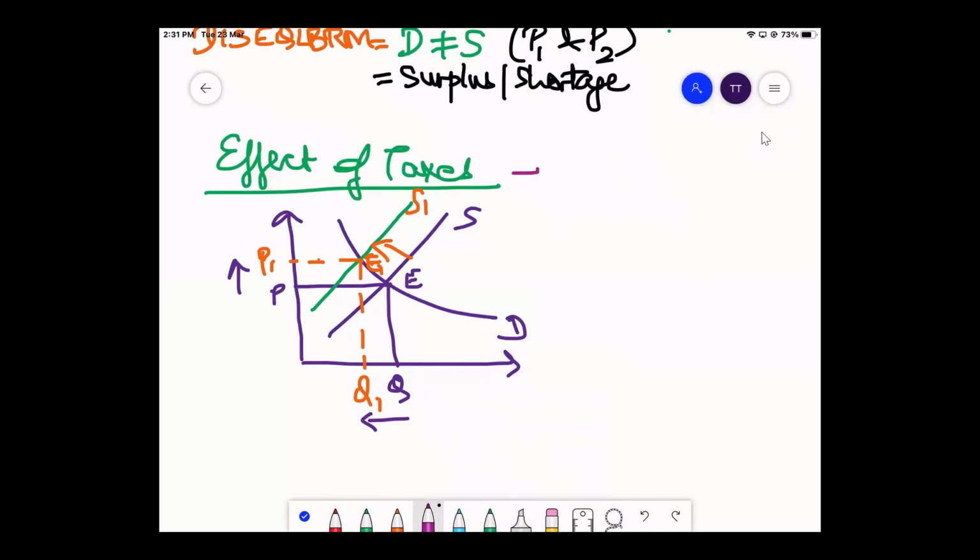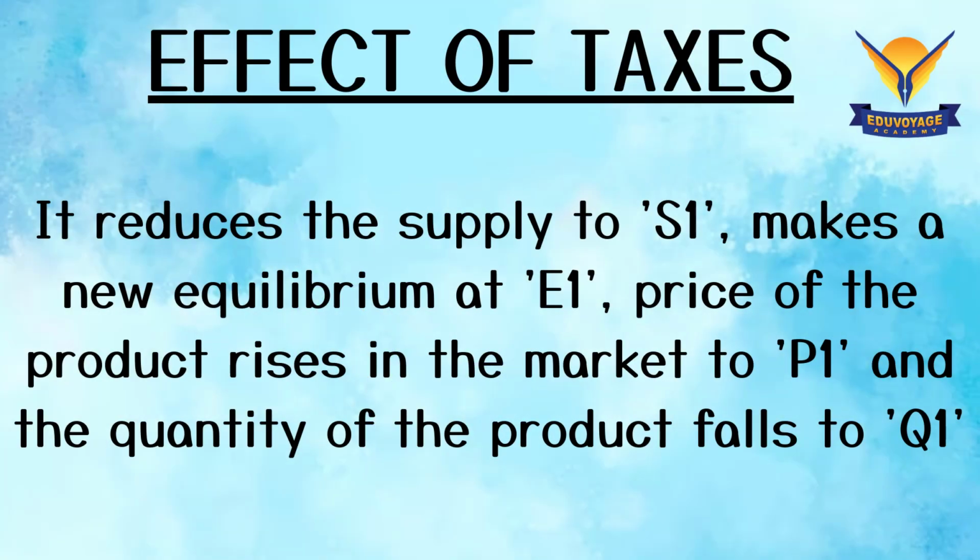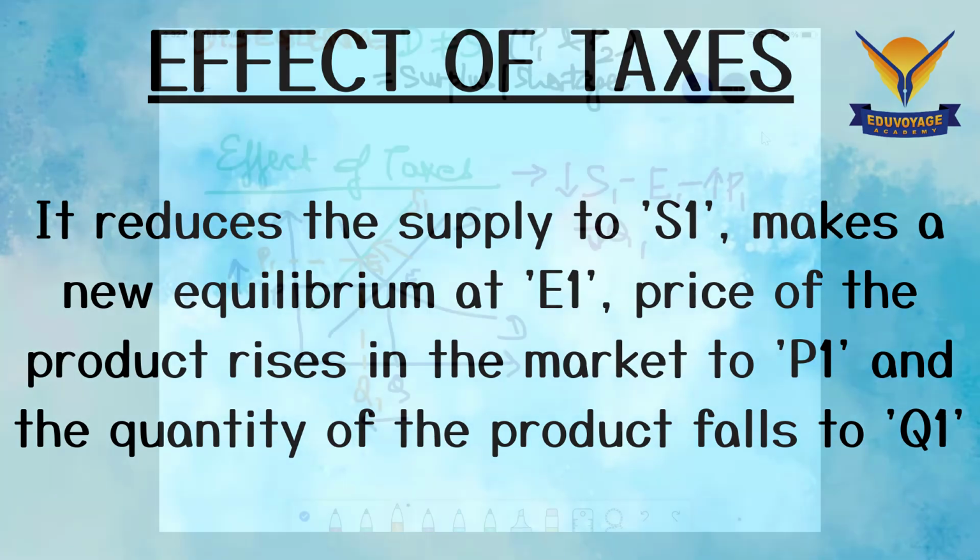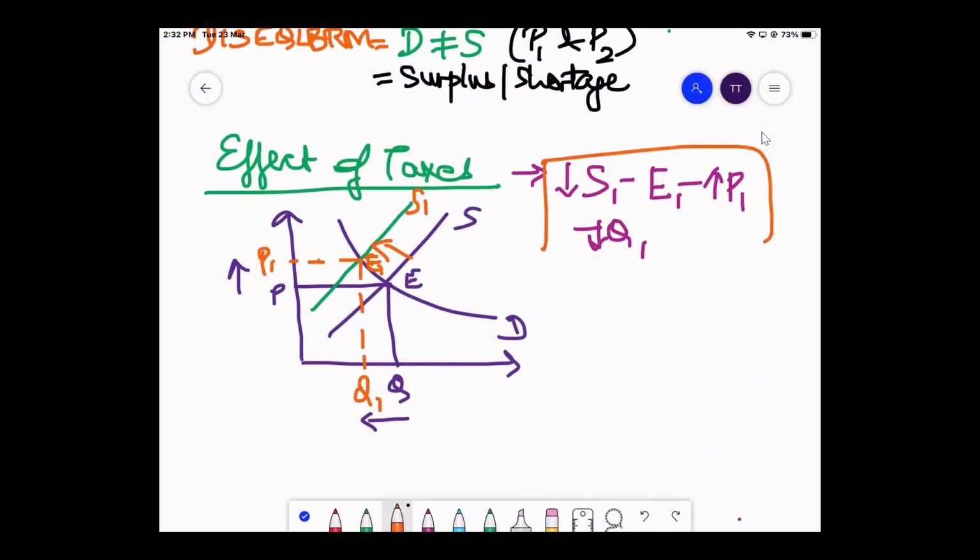Effect of taxes: this basically reduces the supply to S1, makes a new equilibrium at E1. The price of the product rises in the market to P1, and the quantity of the product reduces to Q1. This is the whole impact of the effect of taxes on any product in the market. So it comes for 4 marks.